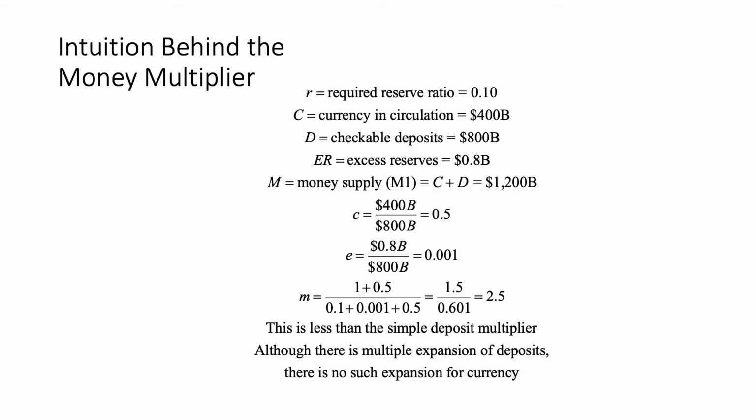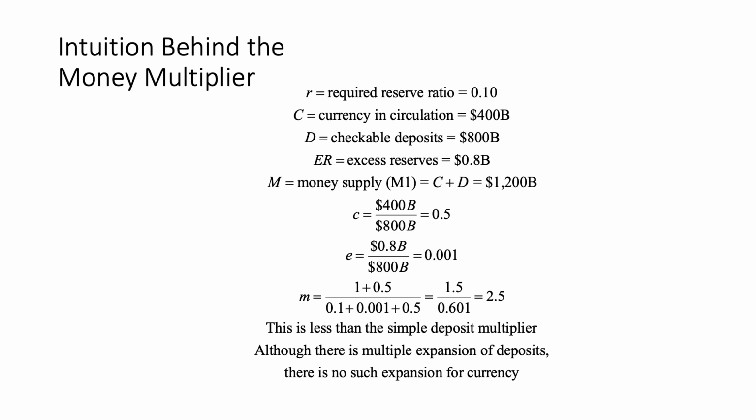Let's go ahead and solve for the currency ratio. We've got the amount of currency held in the economy is 400 billion. The amount of deposits is 800 billion. So the currency ratio is 0.5, right? 50% of these deposits are held in the form of currency. That's a huge currency ratio. The excess reserves are 0.8 billion, and of course, we've got deposits of 800 billion. And so the excess reserve ratio is 0.1%.